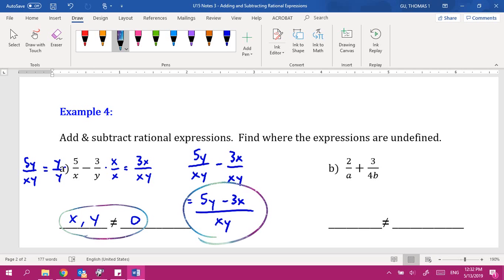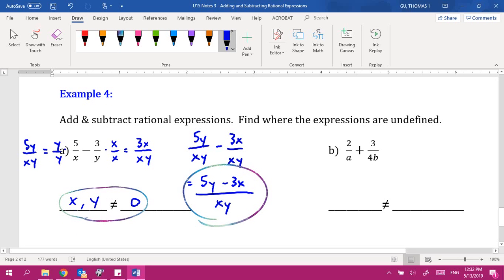5y minus 3x over xy. There you go. Right, because you can't combine them. They're not like terms. They have different variables on them, so we just rewrite that as a single fraction. All right, last one, b. What is my restriction on b going to be? Not equal to 0. Very good. What is my least common denominator on b going to be?